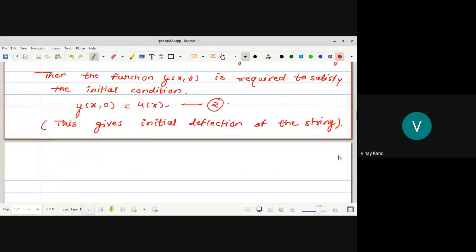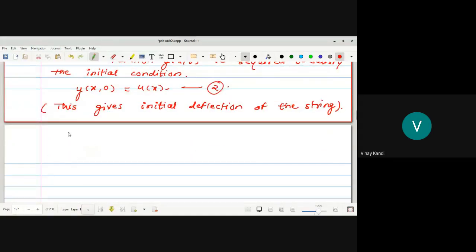Okay, now what is y_t of x, 0? This is the initial velocity. Differentiate y with respect to t, hence dy by dt we have velocity. That's why here y_t of x, 0 is nothing but the initial velocity, and it is given by v of x at time t is equal to 0. It means it is the initial velocity, where x is greater than 0.